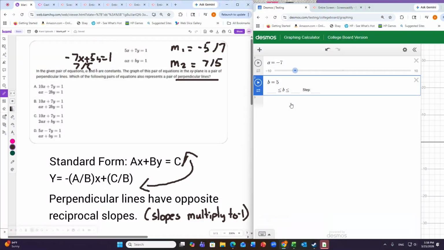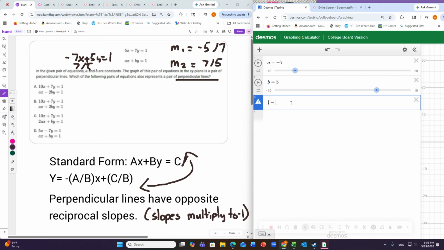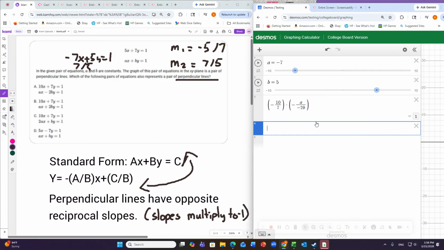So I'm going to go one by one until the slopes multiply to -1. So here I have -10 over 7, okay? Then I have times opposite A over B. So my B in this case is just -2B, right? That sounds kind of weird, but that's to multiply to -1, not 1. It can't be that one.